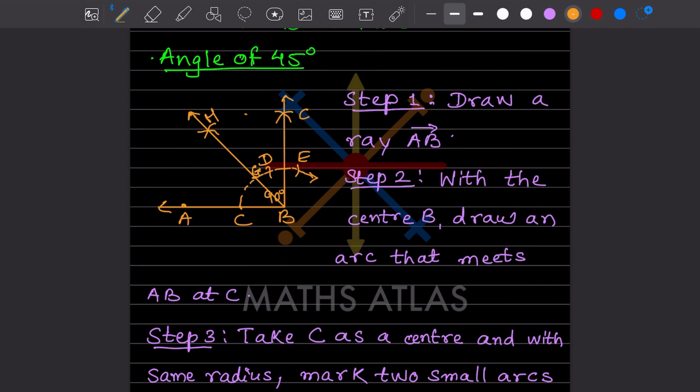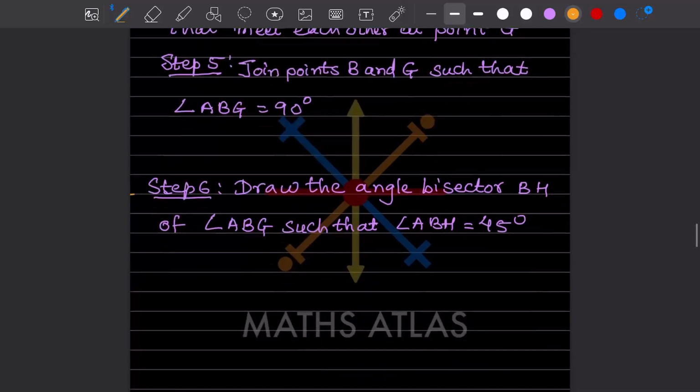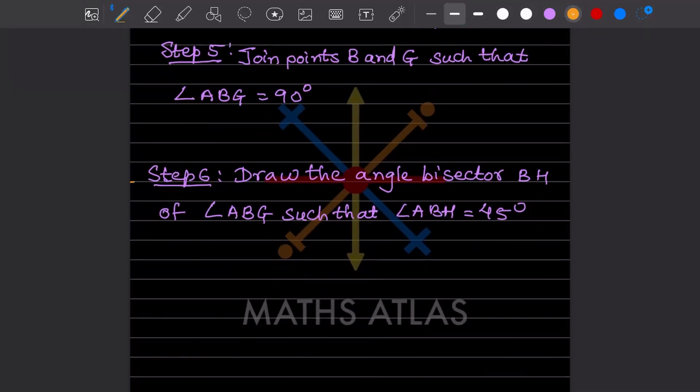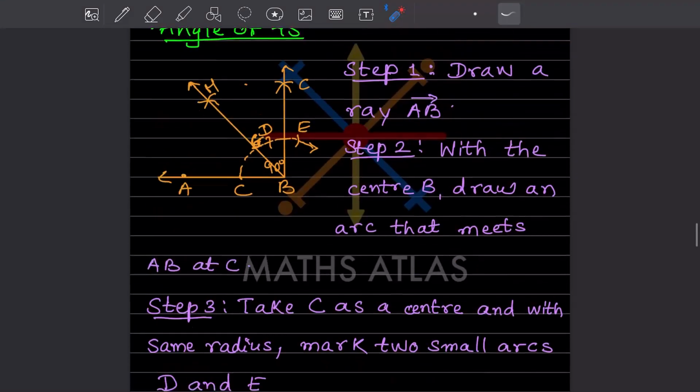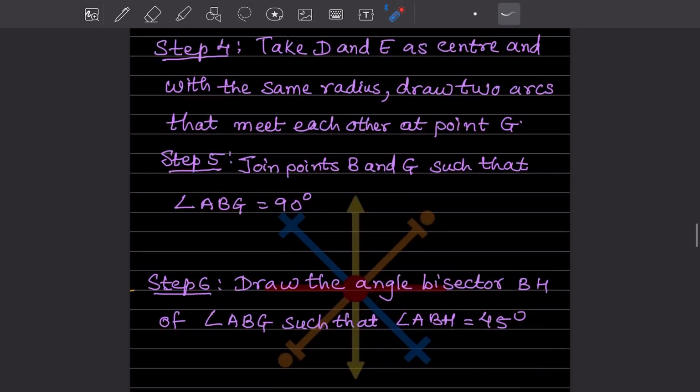Okay, and from here you are going to bisect it. So look at the steps. Draw the angle bisector BH of angle ABG such that angle ABH is equal to 45, because when you bisect this, the whole thing is 90 degrees. So when you bisect, this should be 45 and this also should be 45. So you can look at the steps and accordingly do the angle of 45 degrees.